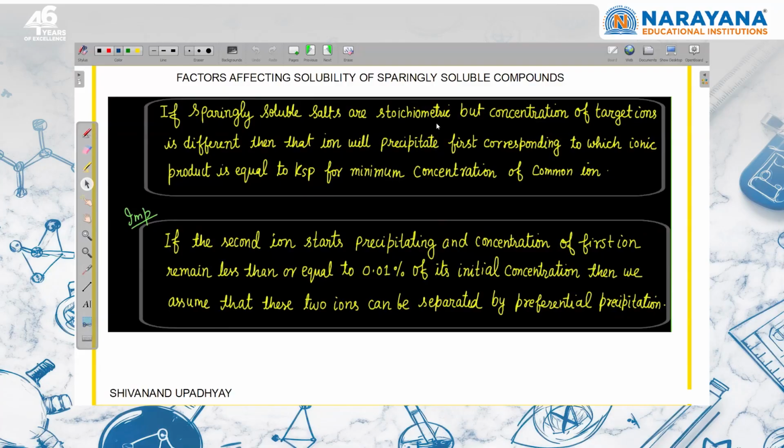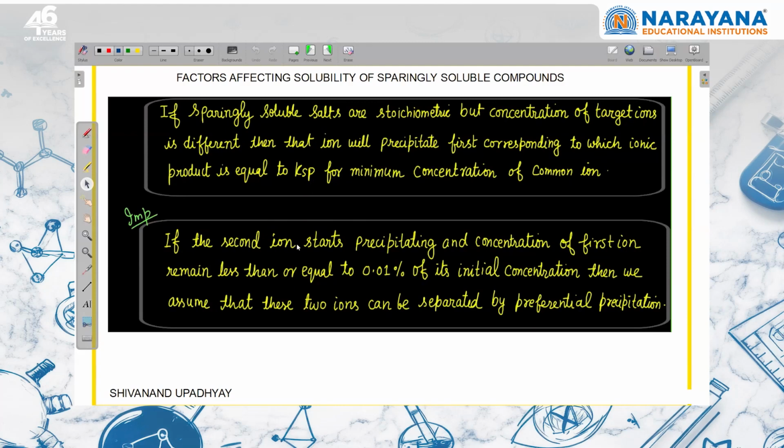So that is the concept, but this concept will not be valid if sparingly soluble salts are stoichiometric, but the concentration of target ions are different. Then that ion will precipitate first, corresponding to which ionic product is equal to Ksp for minimum concentration of common ion. We directly cannot say on the basis of Ksp. We have to find what is the concentration and then we will decide.